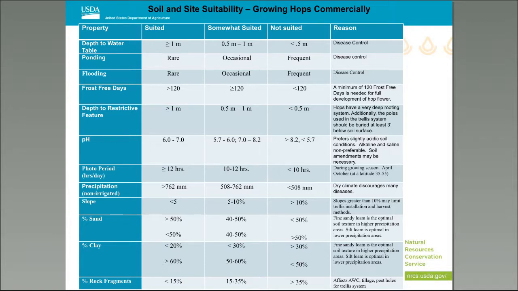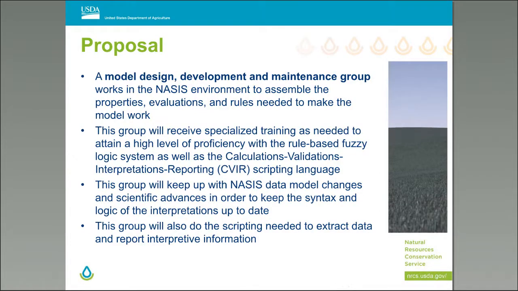But that would be the product that the science group would create. And then they would pass that product off to the model design development and maintenance group. Now this is the people that are a little more specialized. They would work within the rule-based fuzzy logic system and be able to have some facility with CVIR, which could be a foreign language to a lot of people, but not to everyone.